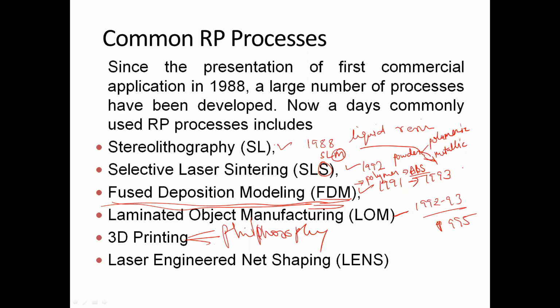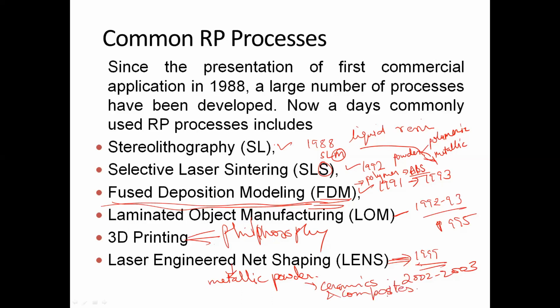Now, LENS is something which is very different. Why? Because this model was conceptualized in around 1999 and it practically came into market in 2002 to 2003. This system uses metallic powder. It was the first RP process which used metallic powders directly, and it can be used to create ceramics and composites also.